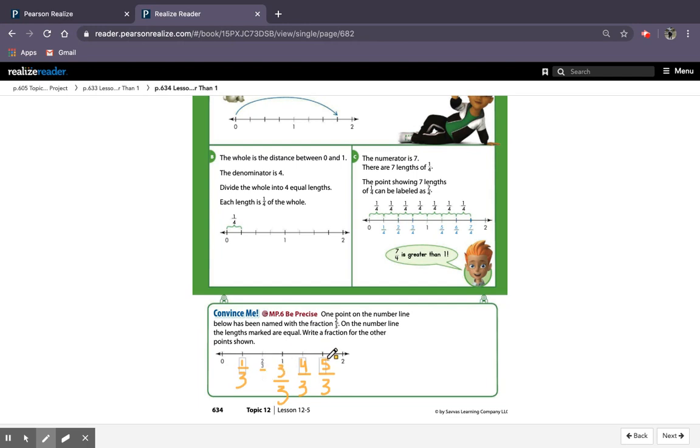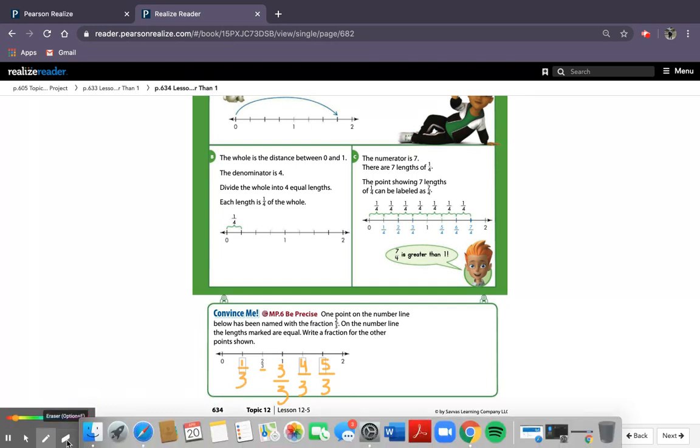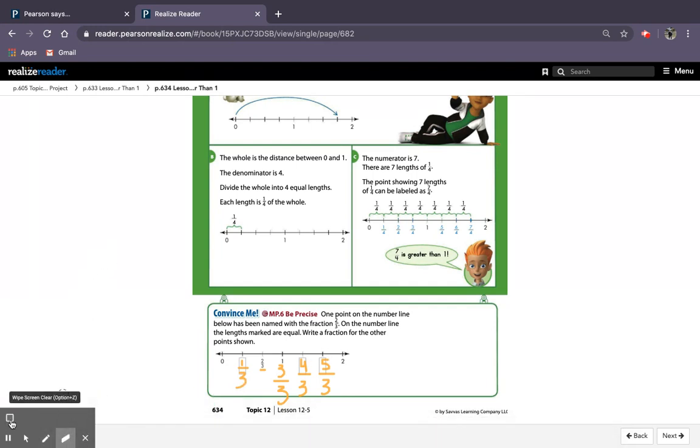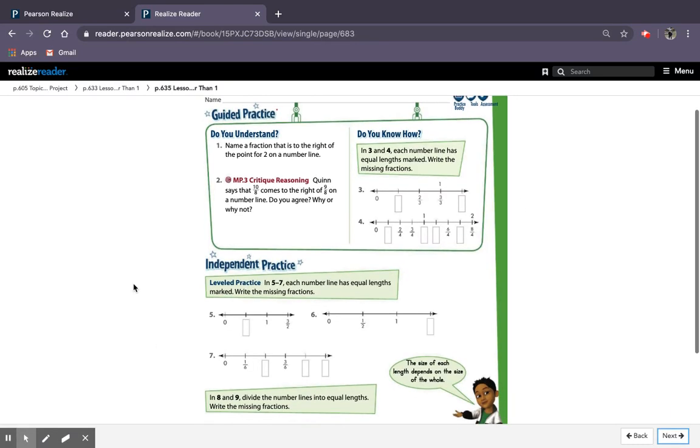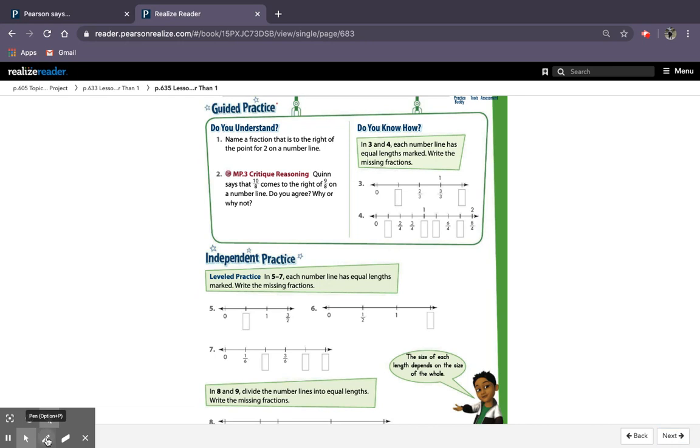Okay. So those are the fractions that I would fill in and that you hopefully have filled in if you have been working on this. Go to the next page. Okay, the guided practice. So right here, it says name a fraction that is to the right of the point for 2 on a number line.